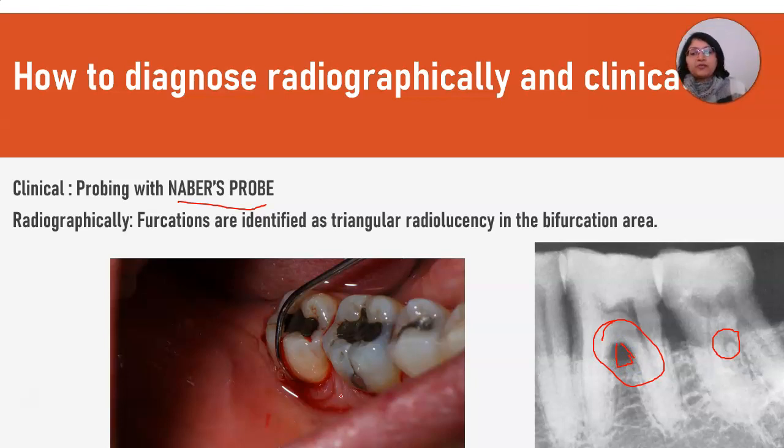And look at this clinical picture. My Nabers probe has gone all inside. And clinically, do you see this much? See this, how much bleeding is happening here, how much inflammation is happening here. It is a very good picture of a clinical picture of furcation involvement, right?